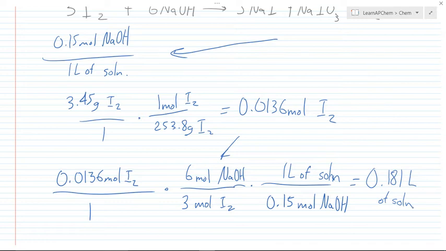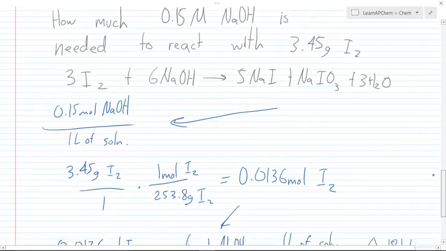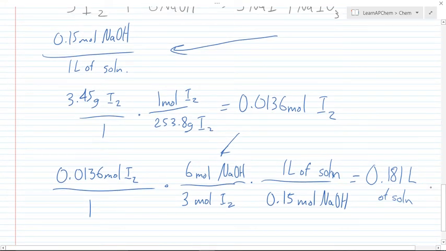Is that the right answer? If that's not, I can check my arithmetic, but essentially what we're doing here is taking our grams of iodine, converting it to moles, and to react completely, we need 6 moles of NaOH per every 3 moles of I2, and then I'm after liters of solution, so I just convert that using the molarity. Alright, and I see that's the right answer, and glad that I could help out. Hopefully that made sense to you.